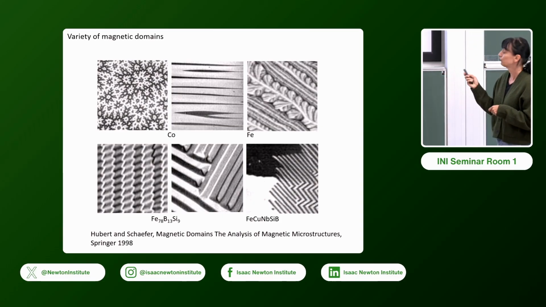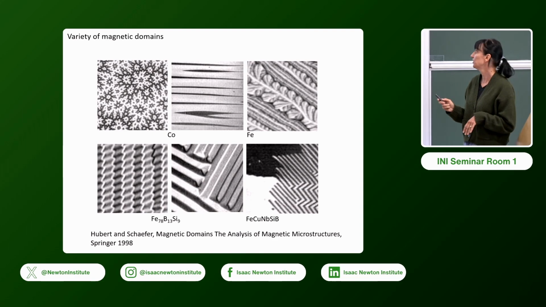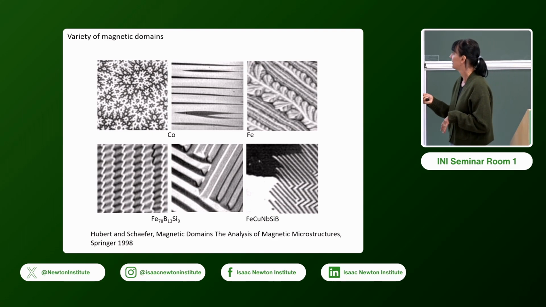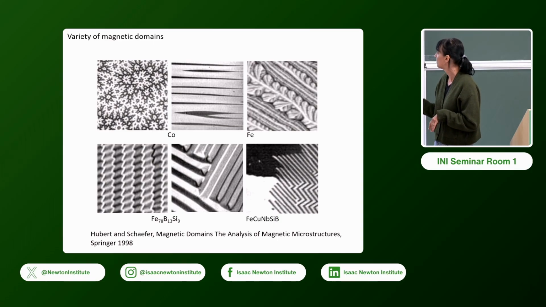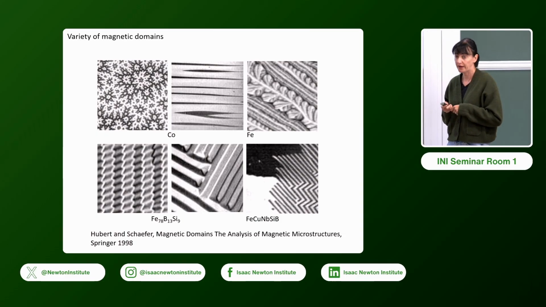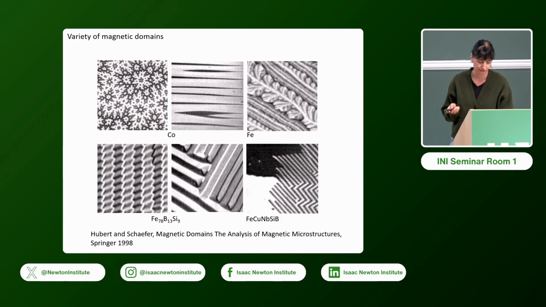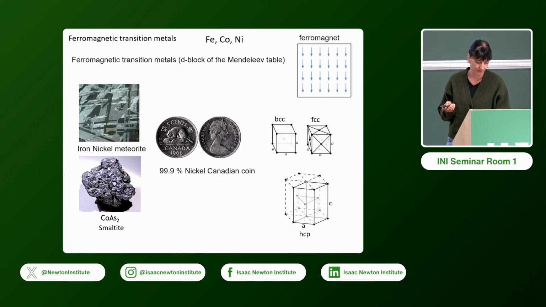I just want to show a few more complicated images. This is some weird thing you can obtain in iron. And here at the bottom, this is some very complicated pattern you get when you have extra energy, such as strain, that is usually present in iron and silicon together. So it's just to show beautiful images. But now I'm going to focus exclusively on uniaxial ferromagnets.